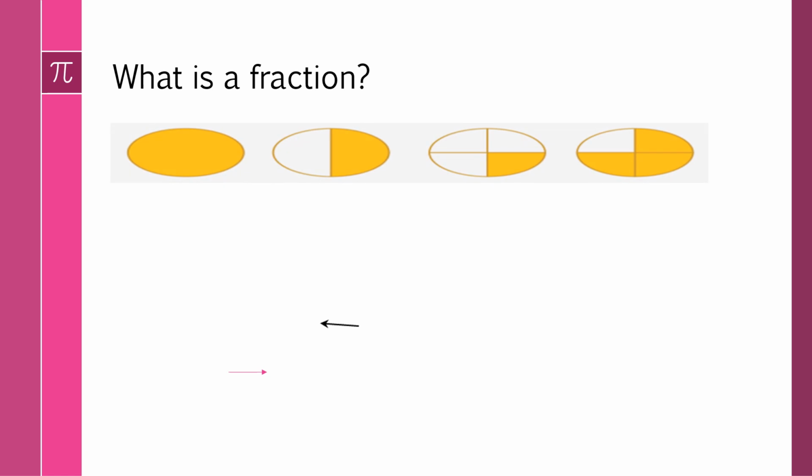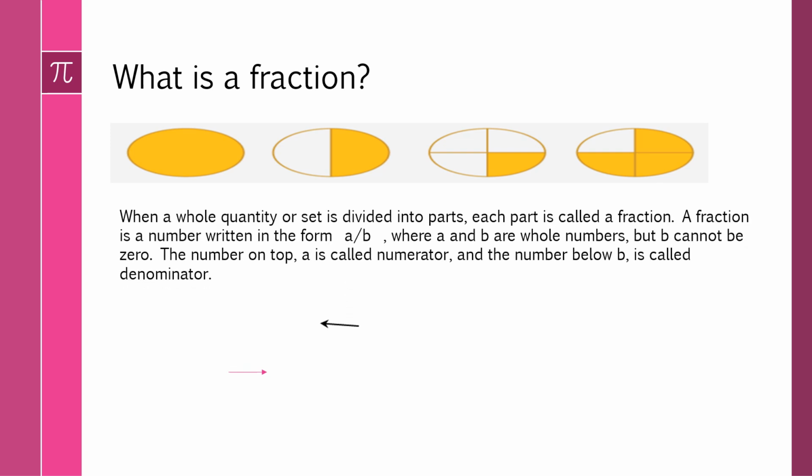All right, so these are the symbols of fractions. So you have one whole, one half, one fourth, or three fourths, and one fourth. When a whole quantity or a set is divided into parts, each part is called a fraction. A fraction is a number written in the form of a over b, where a and b are whole numbers, but b cannot be zero. The number on the top, a, is called the numerator, and the number below, b, is called the denominator.